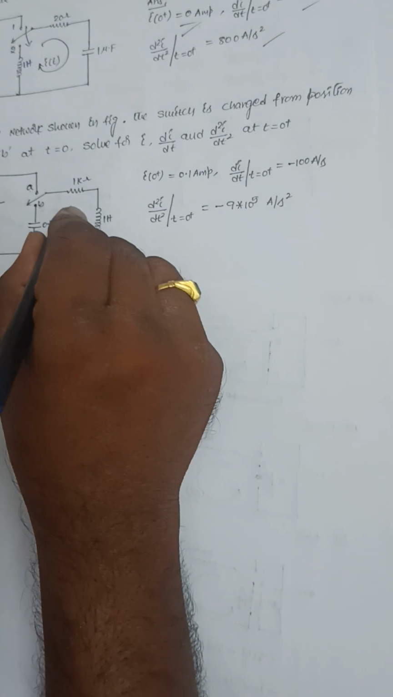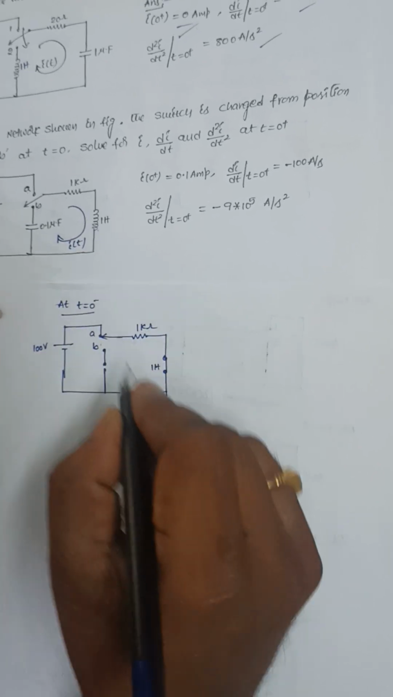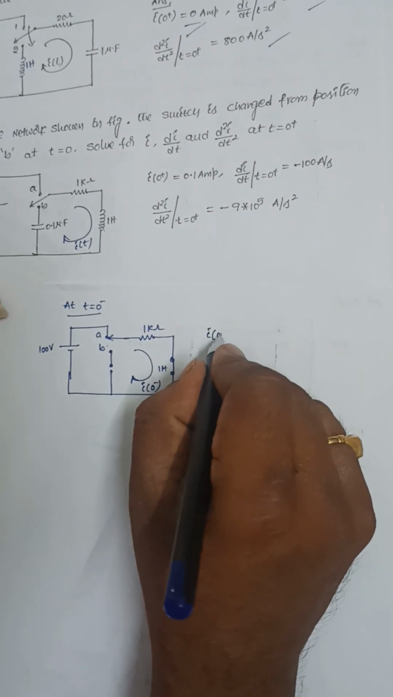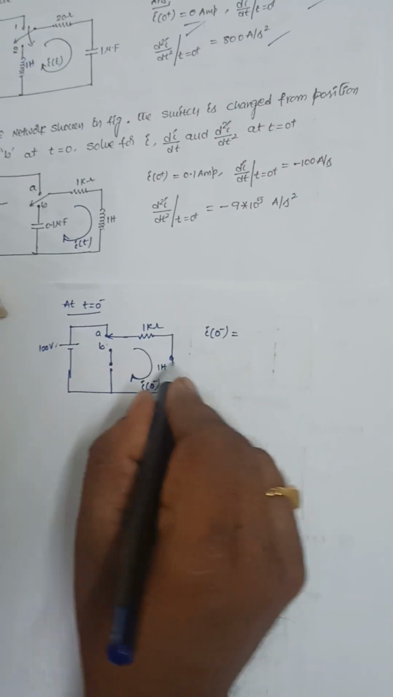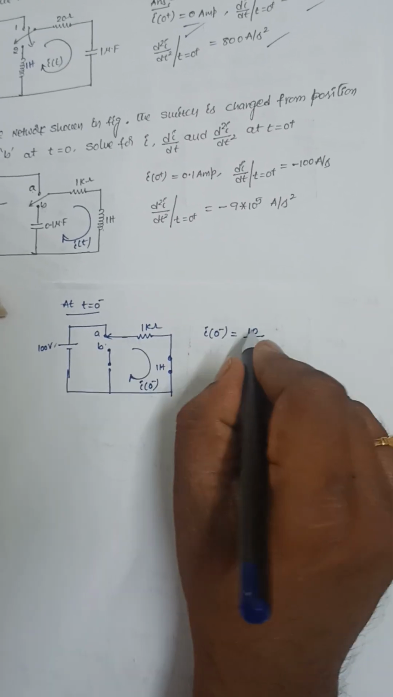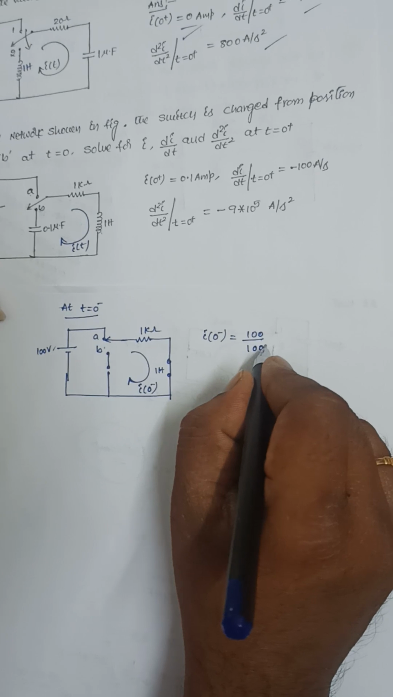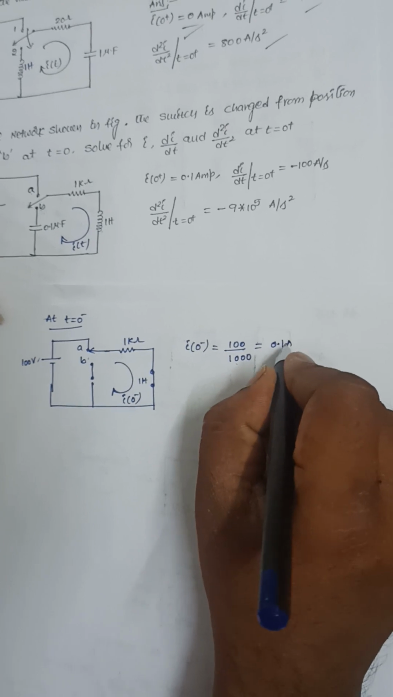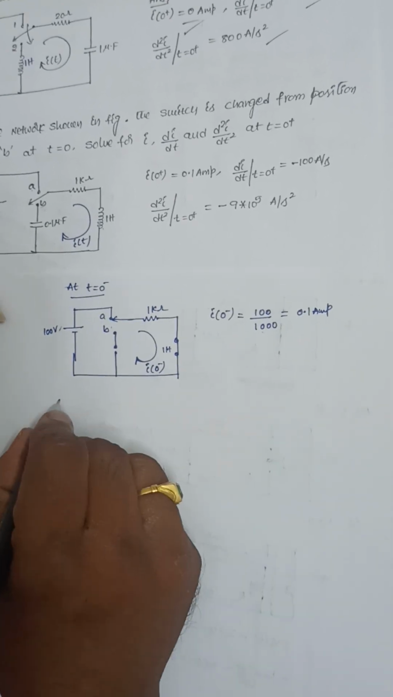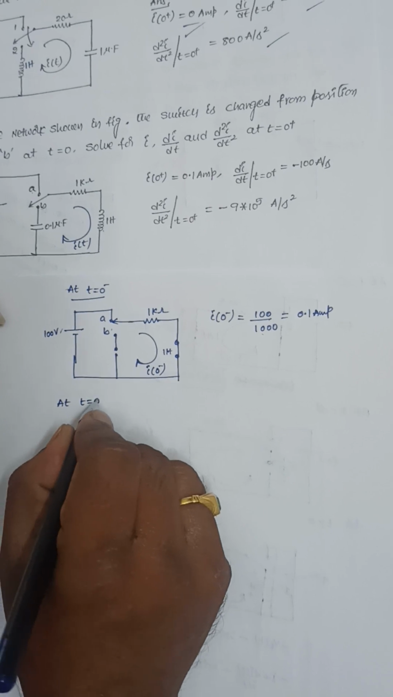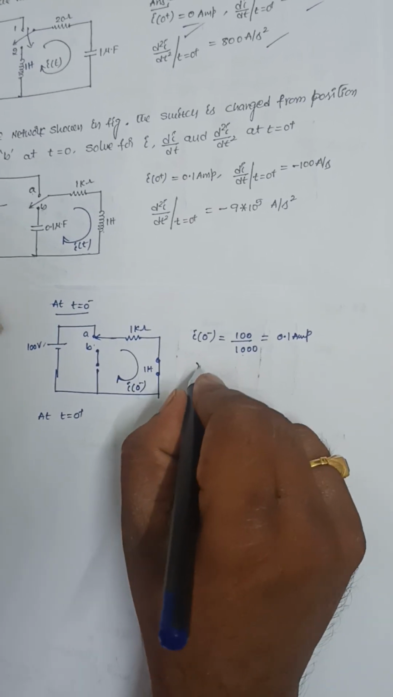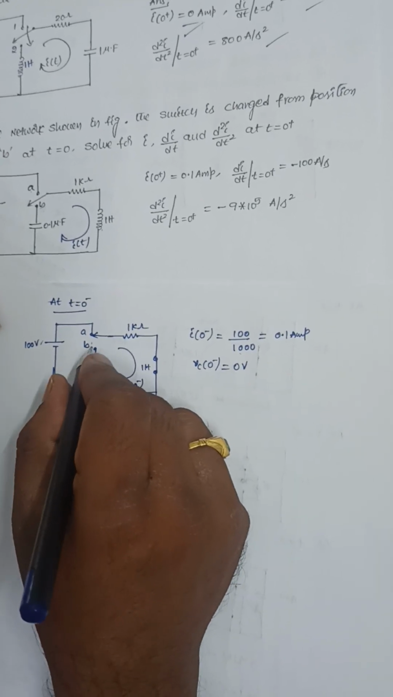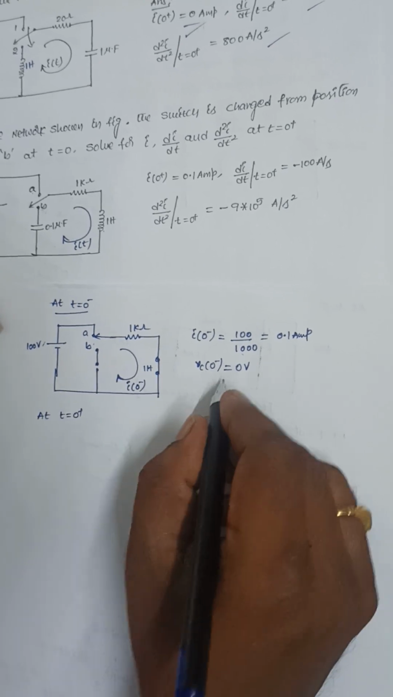Now this current is the current I of t. So this current is I of 0 minus. I of 0 minus is equal to 100 divided by 1 kilo ohm, and 1 kilo ohm is 1000. It is 0.1 ampere. Now at t equal to 0 minus, what is the voltage across the capacitance? Vc of 0 minus is 0 volts. No supply is applied for this capacitance here, so 0 volts only.